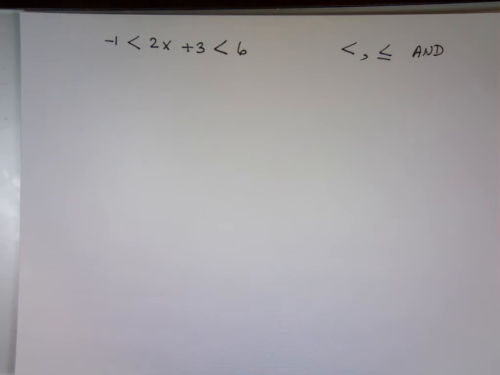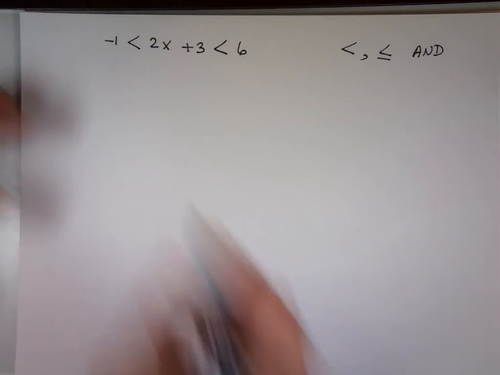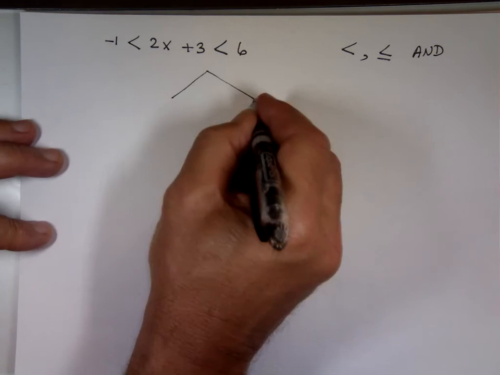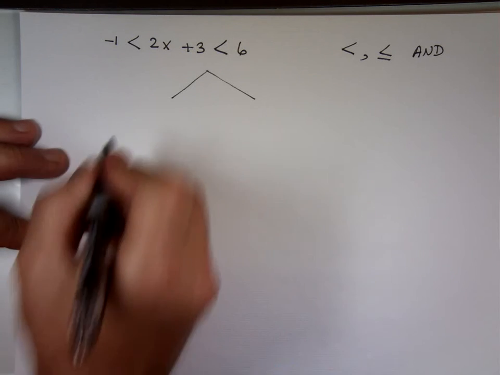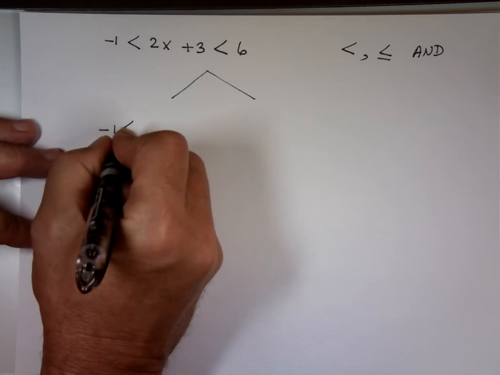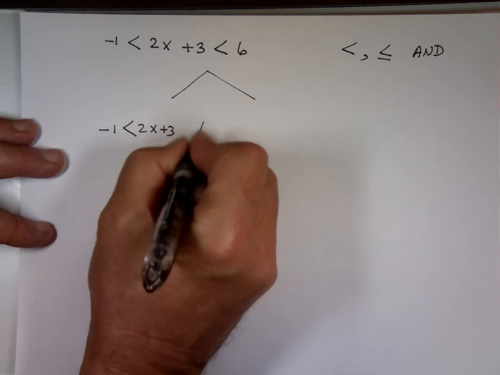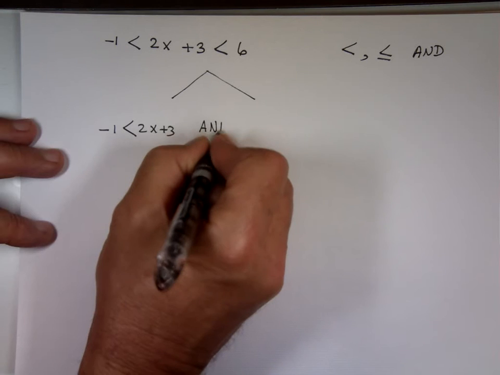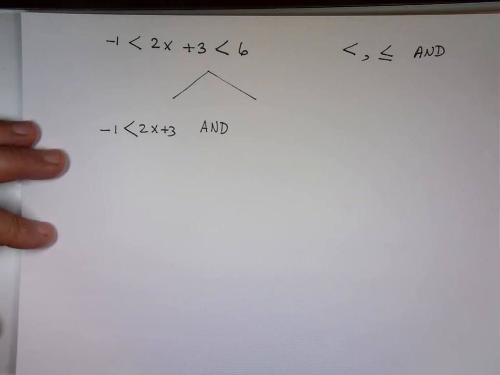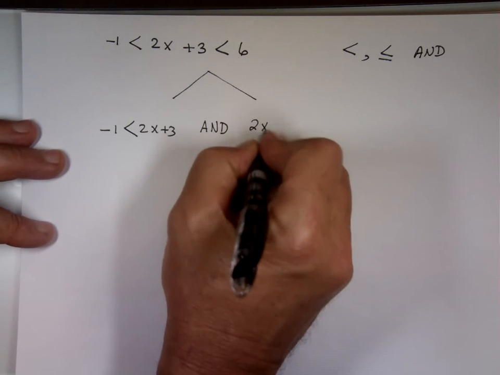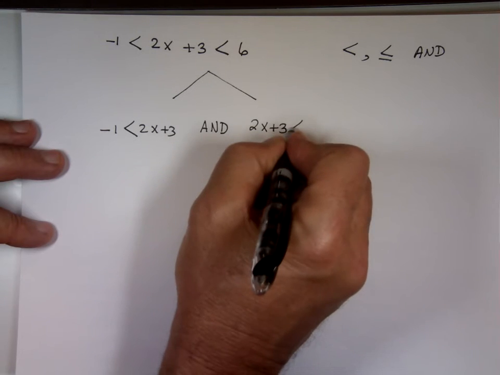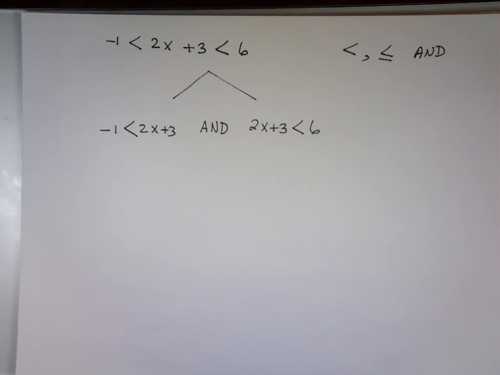So how would I solve this? Well, a lot of people will take this and break it down to two problems. They go, it's negative 1 less than 2x plus 3 and what? 2x plus 3, yes, less than what? 6. Two problems into one. And you solve them. It's an AND.